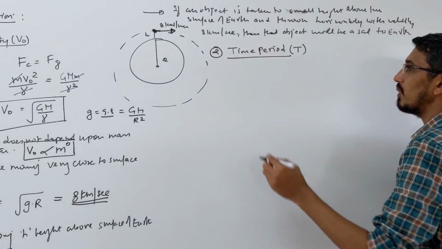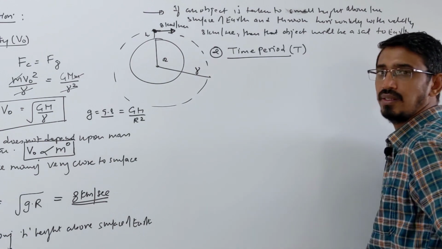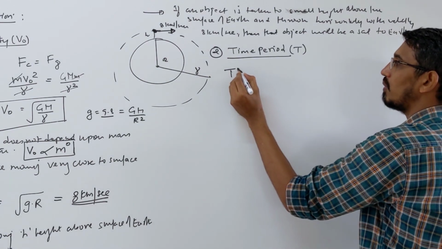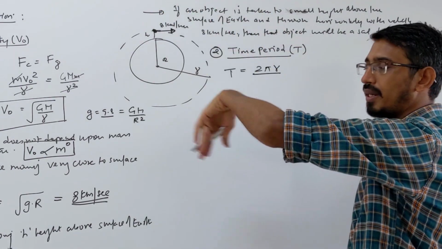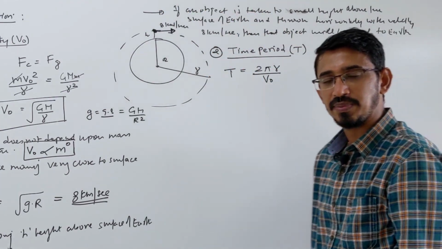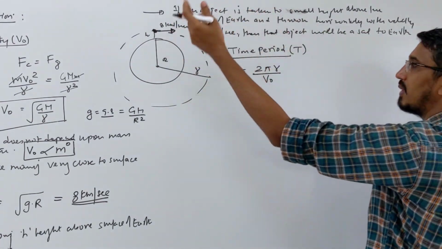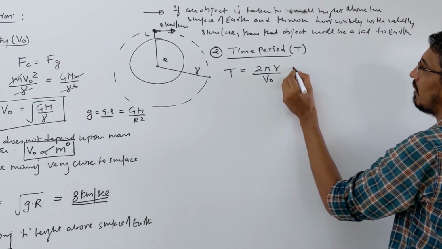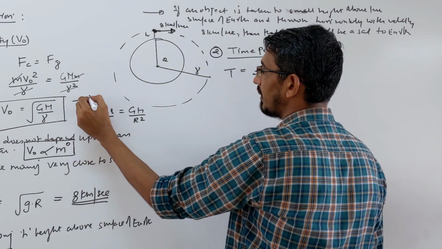Look here, because we are assuming that this is moving in a circular orbit of radius r. So the time to go around will be what? Obviously the distance is 2 pi r, and the velocity, v naught, you already know. Distance by speed gives your time, right? So 2 pi r is the distance traveled in one revolution, and the velocity is v naught. Velocity we already know, we can put it from equation 1.